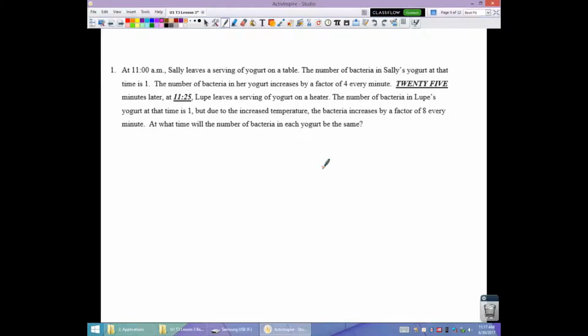Okay, so we're going to look at some word problems that result in exponential equations. In this first one, at 11 o'clock, Sally sits some yogurt out, and it has one bacteria in it. Every minute that goes by, the bacteria in her yogurt increases by a factor of 4. So remember, a factor of 4 means it multiplies by 4.